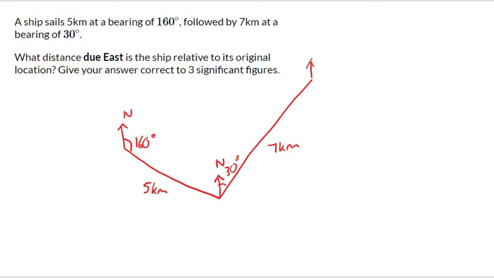Okay, let's just kind of sketch out what's going on there. So how far due east? So the first part of the journey, we've got that far due east. And for the second part of the journey, we've gone that far due east. So what we can do is split into some nice right-angled triangles.